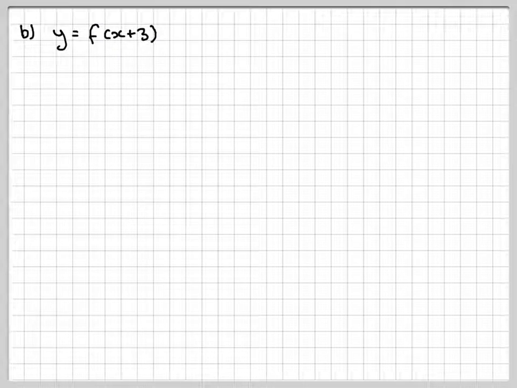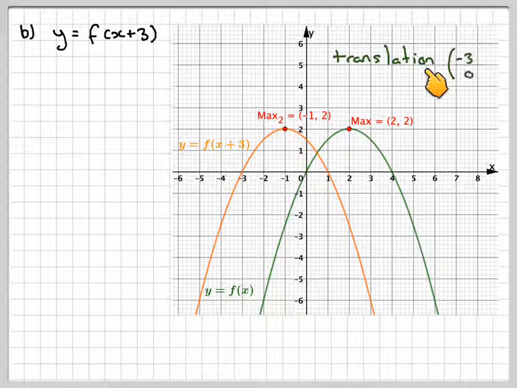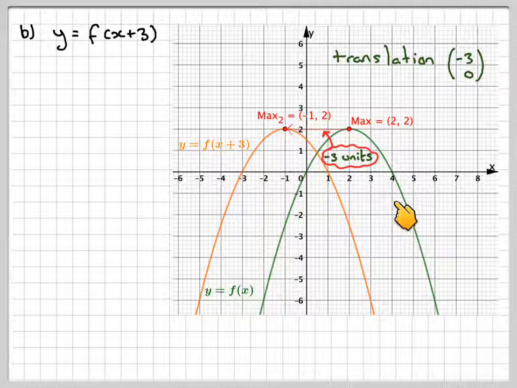So returning back to my graph. Okay, so here is the graph. We can see that this is a translation (-3, 0). So if it's plus here, you have to make it minus. This is a bit strange with this one. And then this moves along 3 units that way, minus 3 units in the negative direction. So every point has done that.